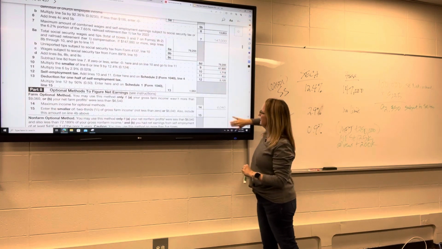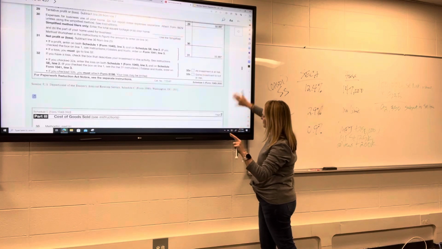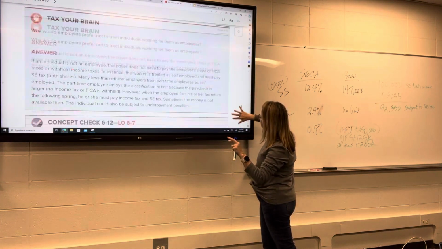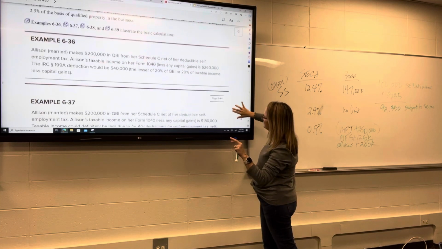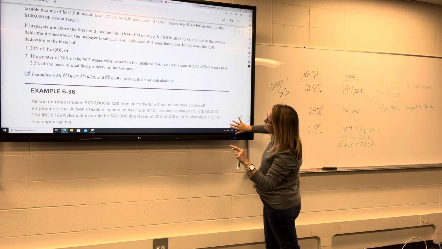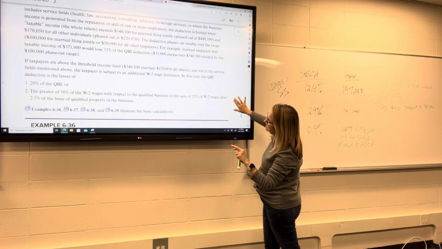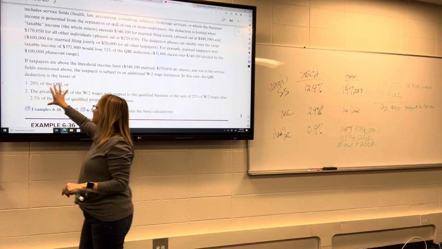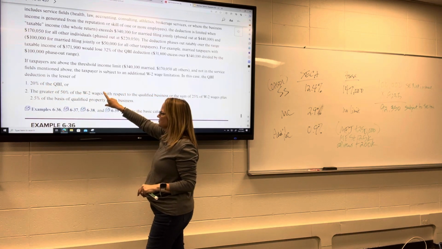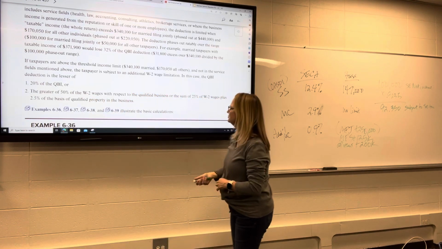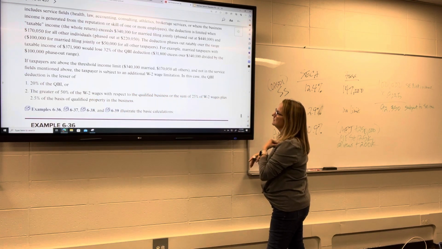So that's kind of the rough and dirty QBI. That 20%. Let's look at some of the problems, because I know, and you know, your problems don't get into the weeds on this: 20% of the QBI or greater of 50% of the W-2 wages with respect to the yada, yada, yada.